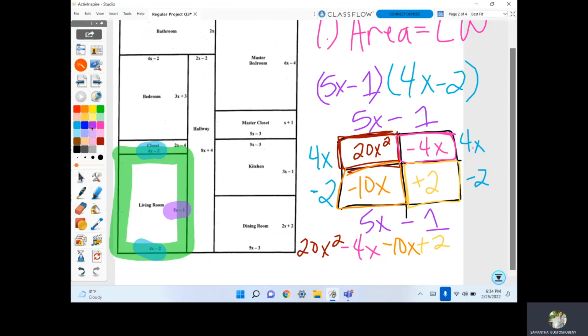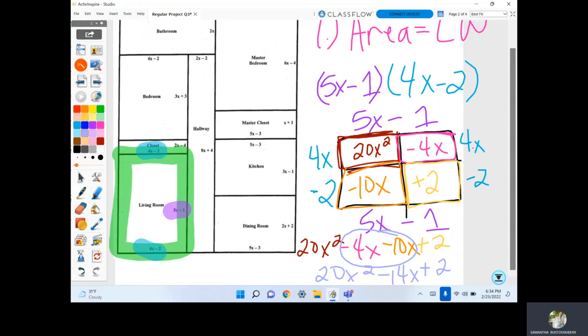And then I will again combine my like terms, and I again end up with 20x squared minus 14x plus 2. So if that is the way you want to go and solve it, you can. You can choose whichever method you like. Basically, you can go back and forth, or you can stick to one method. As long as you're doing the work and showing the work, it's fine.